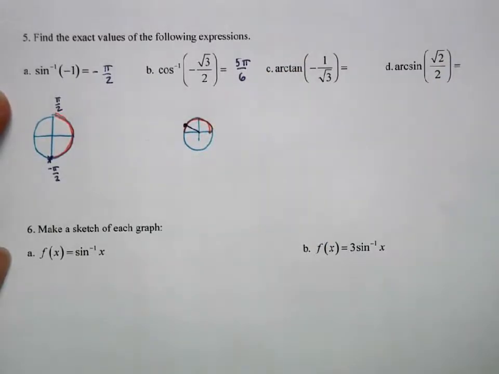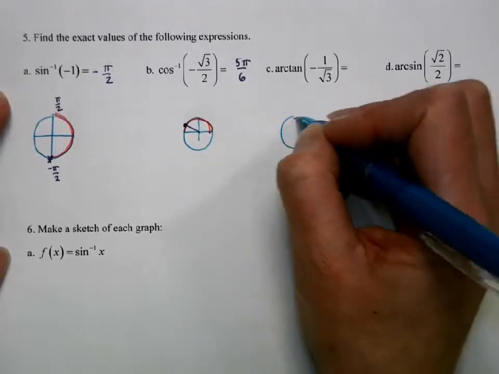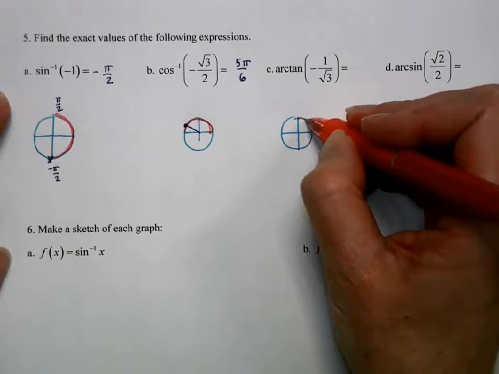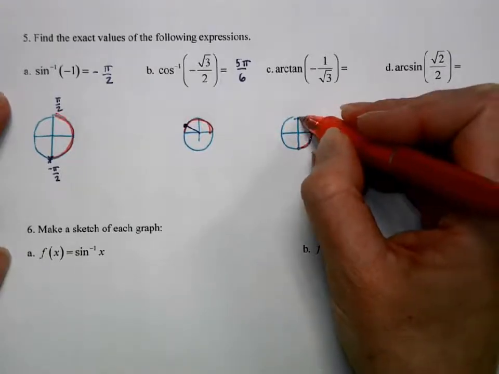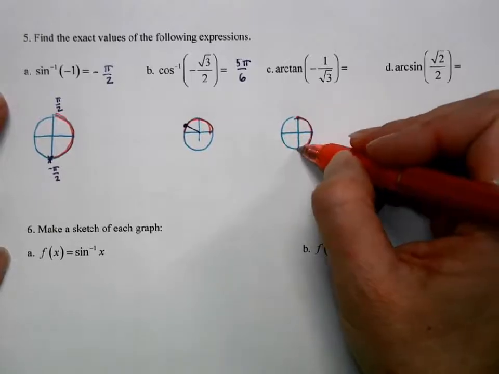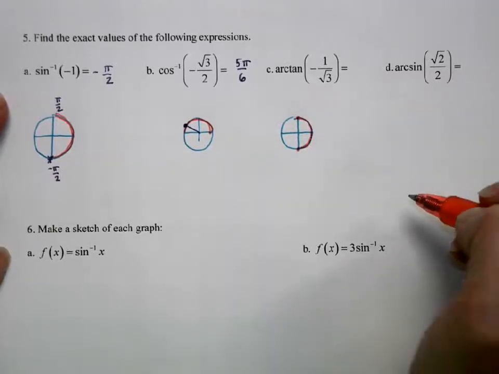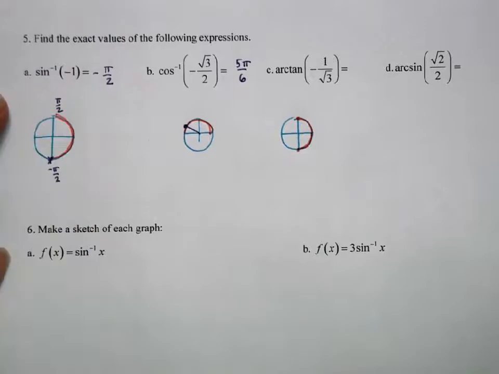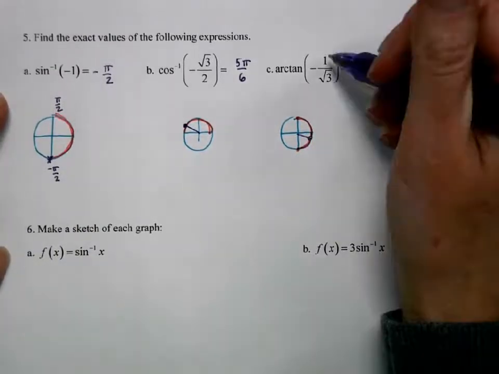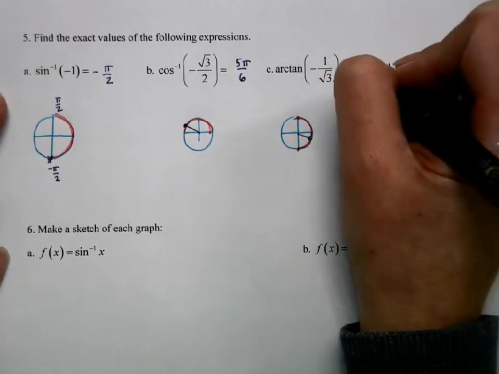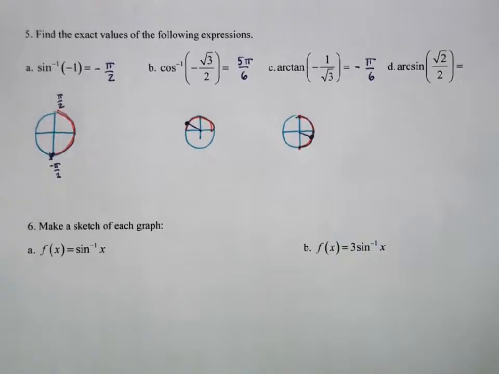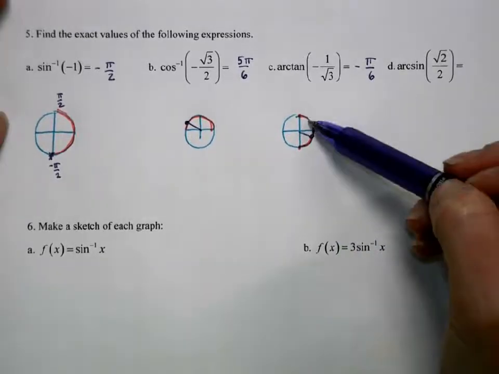Tangent, we just talked about tangent, but tangent has the same outputs mostly as sine. It's between negative pi over 2 and pi over 2, non-inclusive, because tangent of pi over 2 is undefined and tangent of negative pi over 2 is undefined. But here we're looking at our negative root 3 over 3, or negative 1 over root 3, which will be at negative pi over 6. Again, on our regular unit circle, we call that 11 pi over 6, but we want the one between negative pi over 2 and pi over 2.